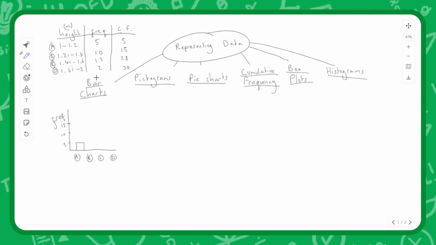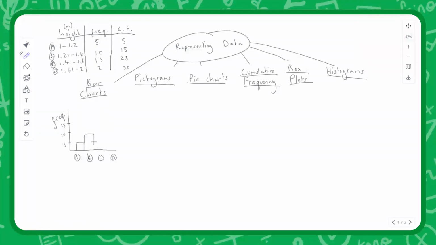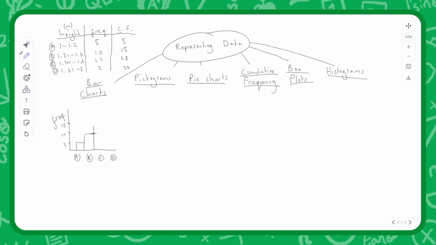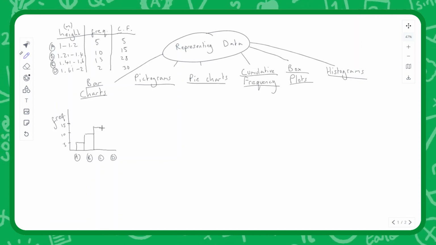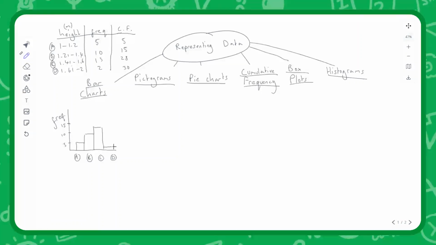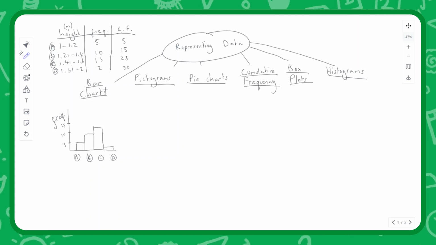Category B, we've got 10 students, so I draw another bar that is 10 high. Category C is 13 students, so I draw another bar that's 13 high. And category D is just 2 students, so I draw a bar that's just 2 high. So that would be my data in a bar chart.